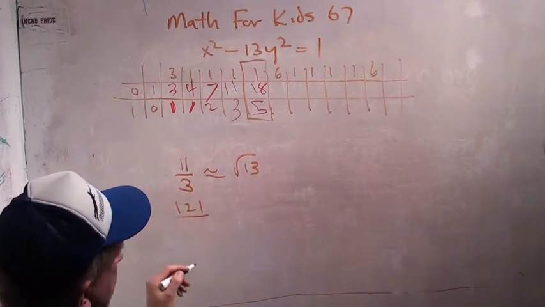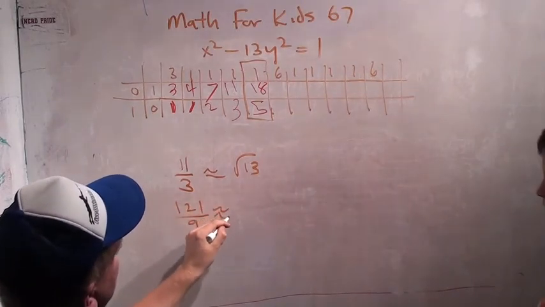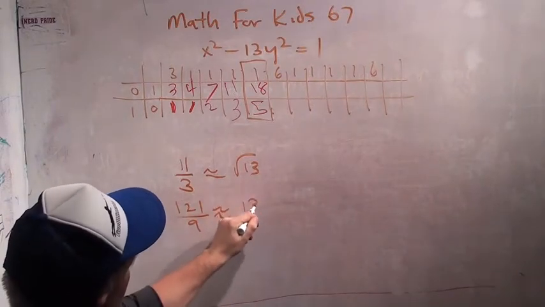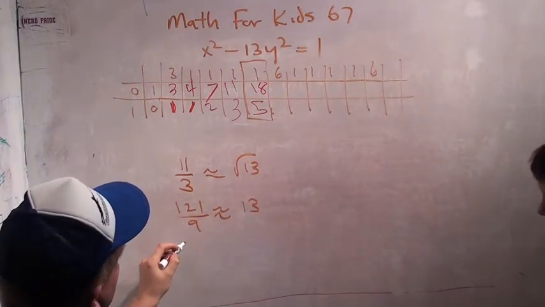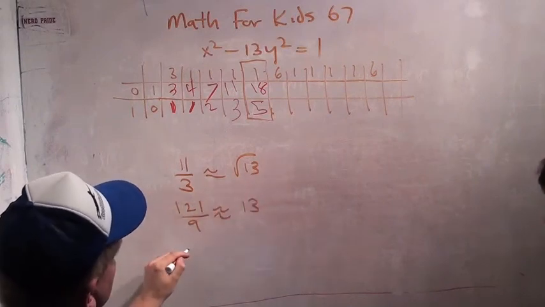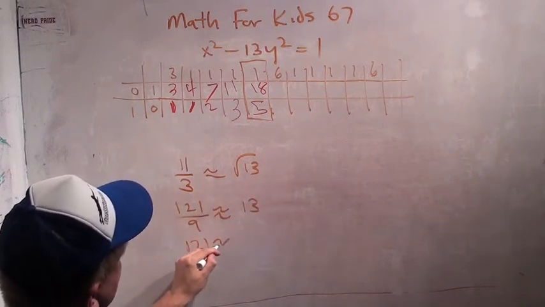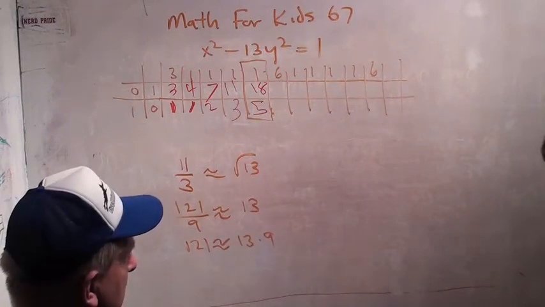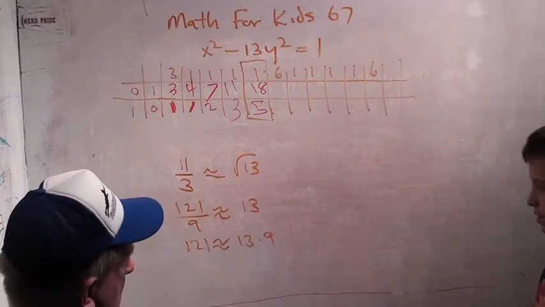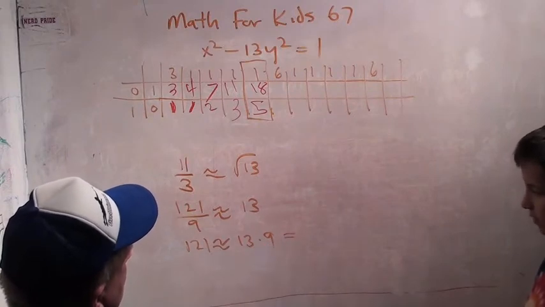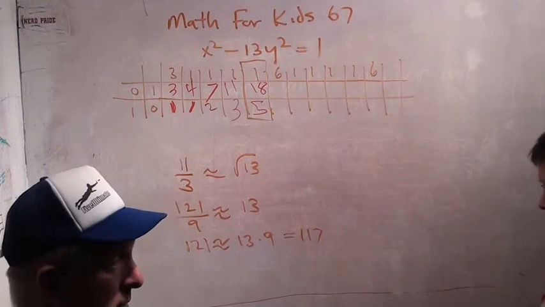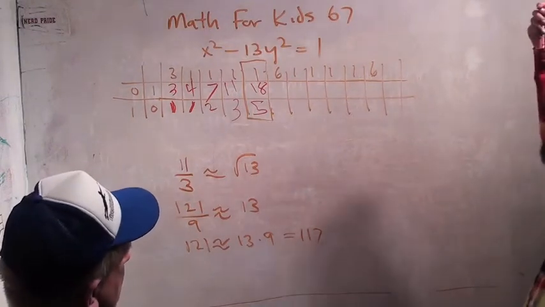121. 3 squared is 9. Does this approximately equal 13? Well, we multiply both sides by 9, and we say, if this approximately equals 13, then 121 should approximately equal 13 times 9. This is 90 plus 27, which is 117. Not bad. A decent approximation.